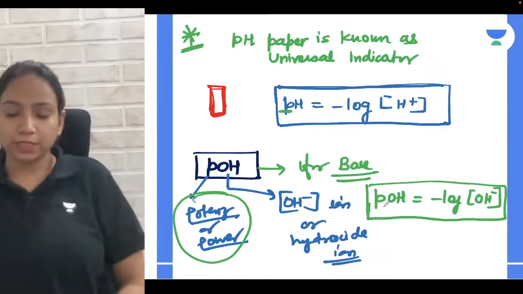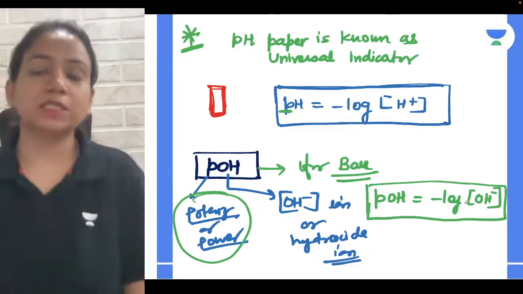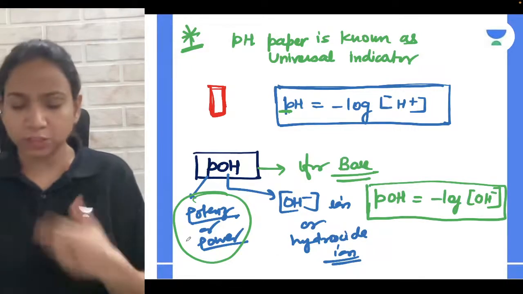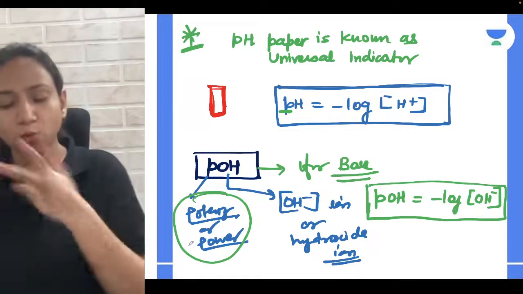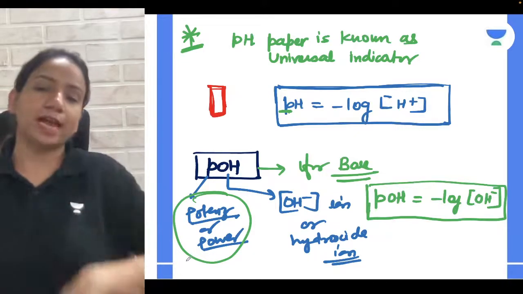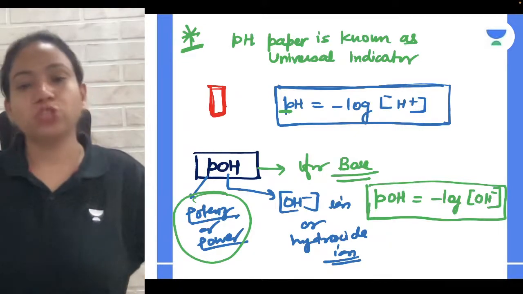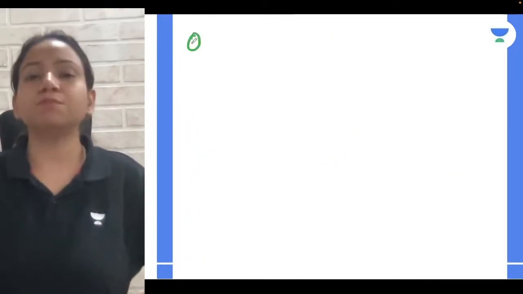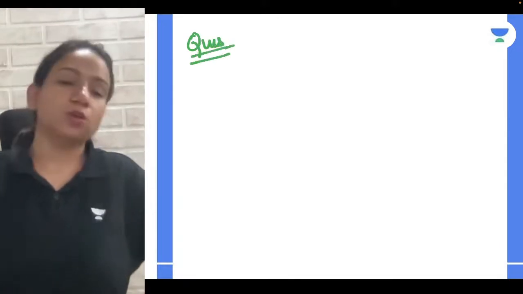Clear with it? Yes or no, guys? So pOH will be equal to minus log OH minus ion concentration. So if from the base you get to know the OH minus ion concentration, you can calculate what the pOH value will be. For example, let's discuss a question.